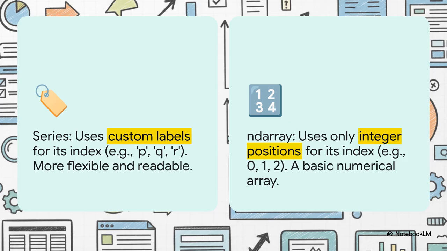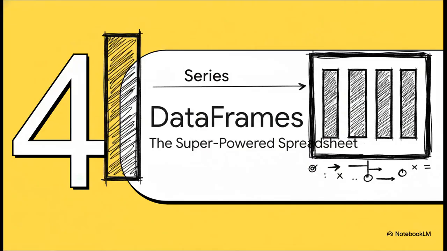And this really gets to the heart of what makes a series different from a regular old computer array. See, a basic array just uses numbers for positions. You have to ask for item 0 or item 1. But with a series, you can use those custom labels we just saw. You can literally say, hey, give me the data for Q. It sounds simple, but that shift from just numbers to meaningful names is a huge deal for keeping your data organized.